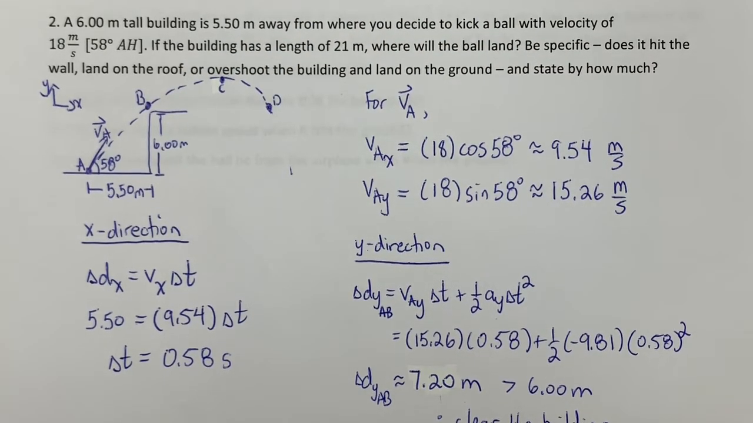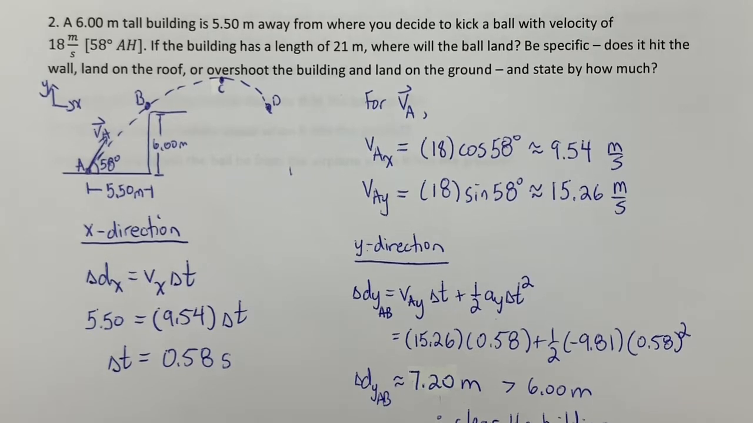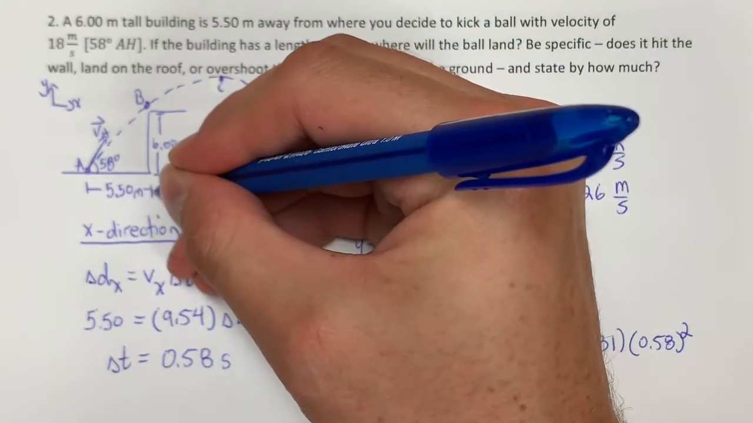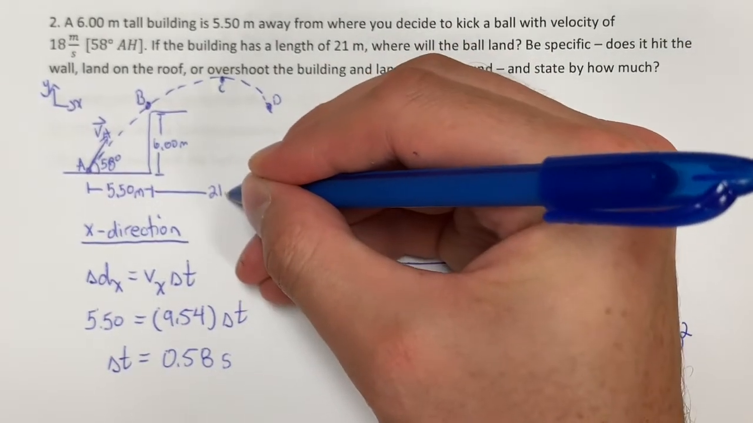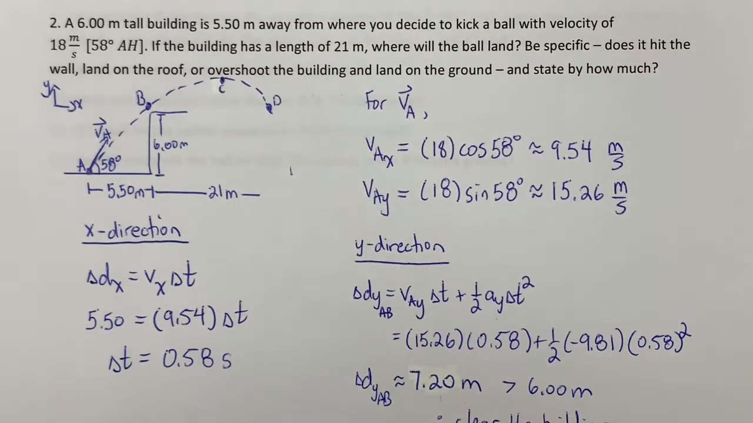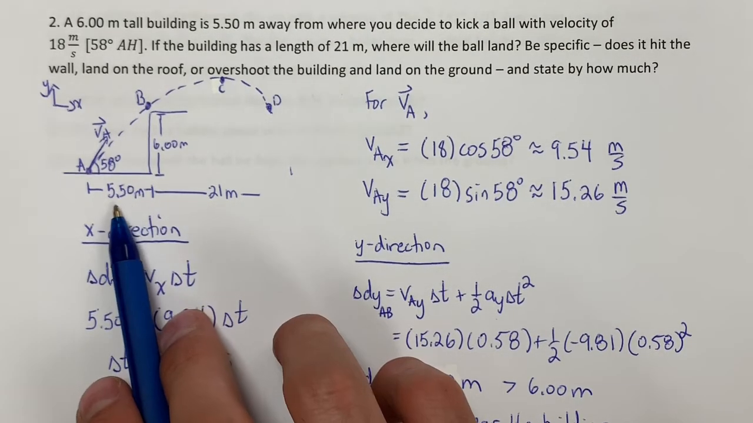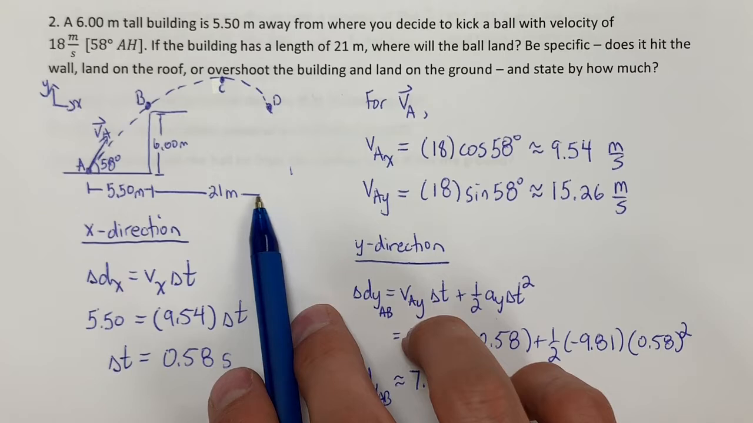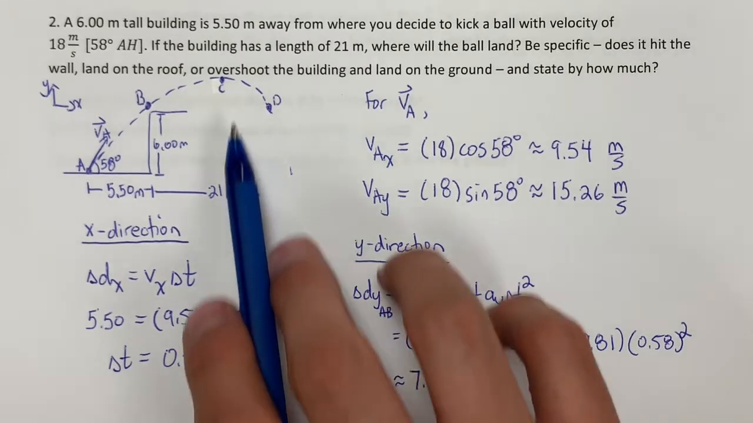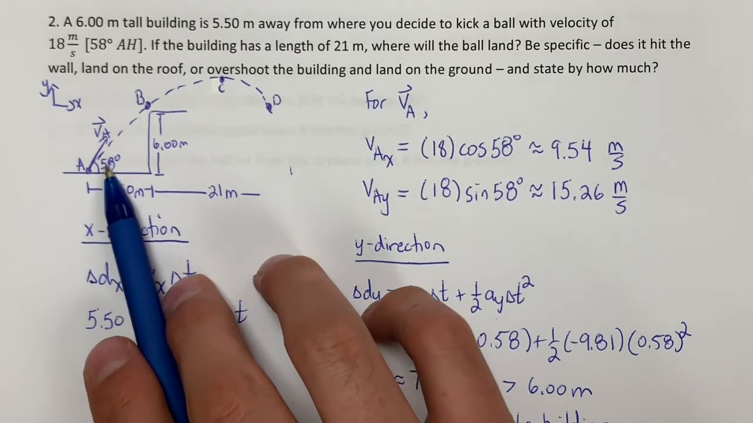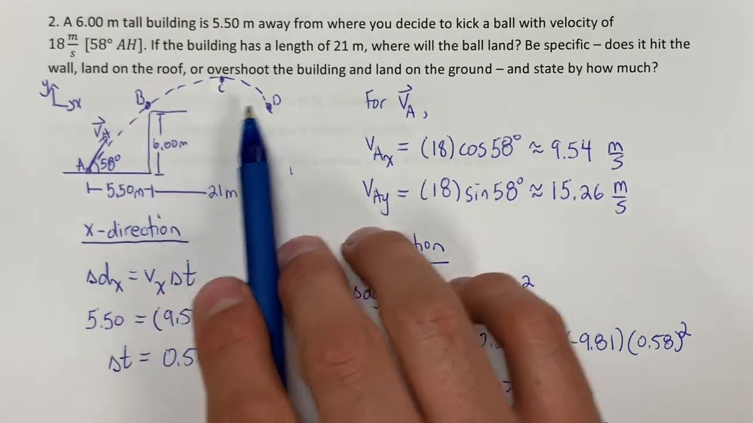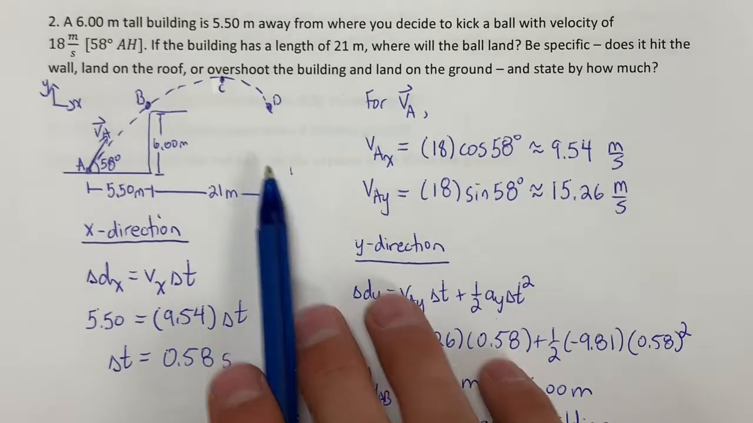The next question is, will I land on top of the building, or am I going to overshoot it and land on the ground? There are two ways we can figure this out. We can use a horizontal direction and know the building is going to be 21 meters long. And we'll figure out how much time for it to go 21 plus 5.5 meters in the horizontal direction, and figure out in that time what height we're going to be at. Or we can figure out the times at which the ball is at 6 meters high and figure out how far it will have traveled in that much time.